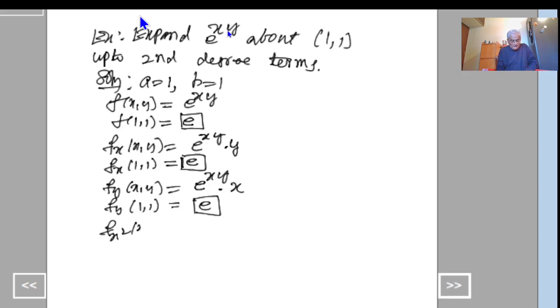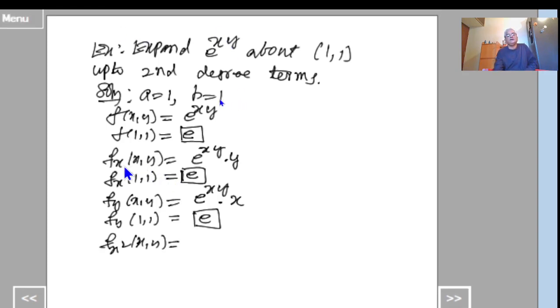Fx square x comma y. Fx is here. I am differentiating partially with respect to x. So y is a constant quantity. E power of xy derivative is e power of xy into xy derivative with respect to x is y. This becomes y square. Okay. Then fx square at the point 1 comma 1 is equal to, again put x equal to 1, y equal to 1, again this is equal to e.